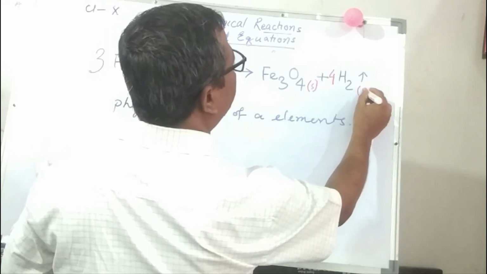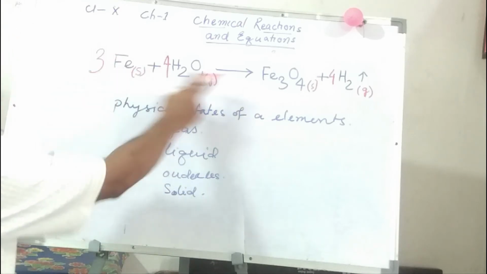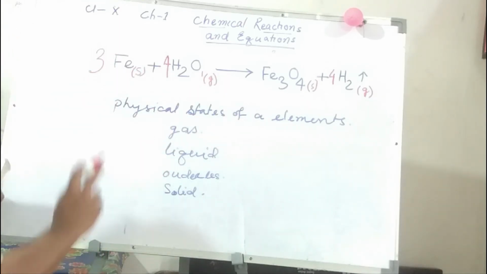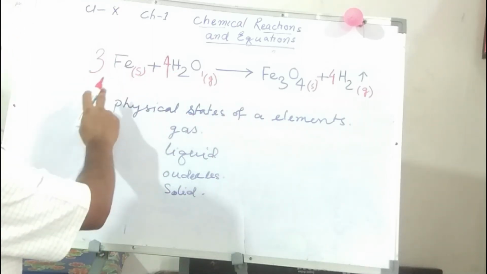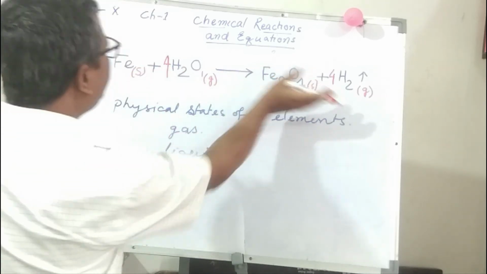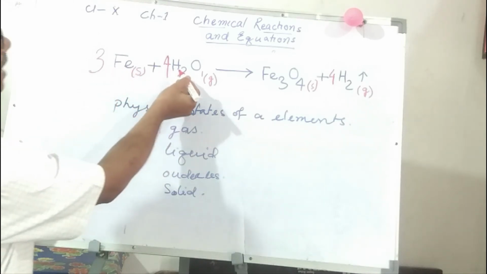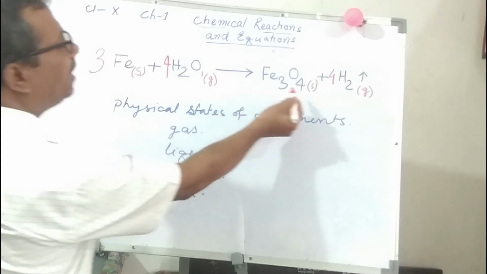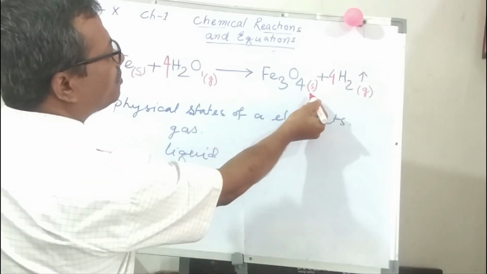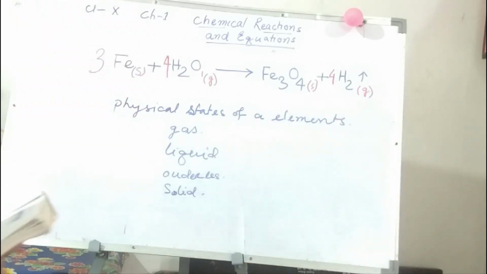Hydrogen, it is gaseous. Writing near the elements states in what physical states the elements and the products are there. So iron is solid here in the reactant and water is gaseous. In the products, iron oxide is solid whereas the hydrogen is gaseous. We can learn this from the chemical reaction.